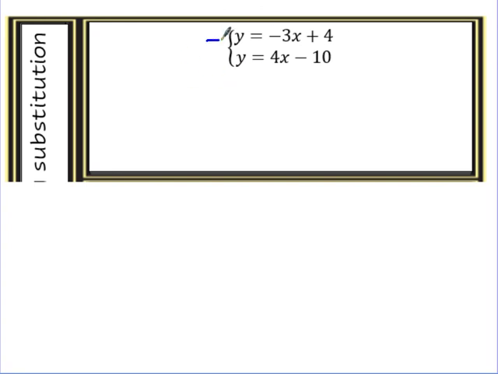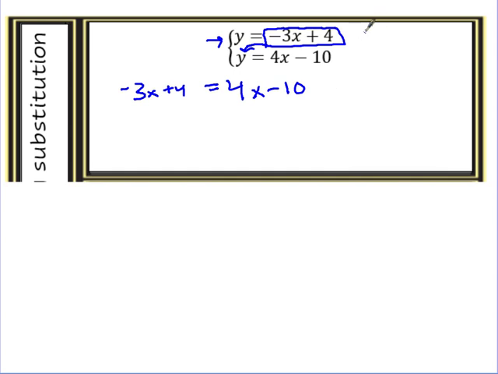So I have two equations in slope-intercept form. y equals negative 3x plus 4. y equals 4x minus 10. Because these are both in slope-intercept form, it makes it really easy. Because y is equal to all of this, that means I can take all of this and plug it in for the y here. So really what I have is negative 3x plus 4. I substituted this y equals 4x minus 10. I'm just setting my two slope-intercept forms equal to each other.